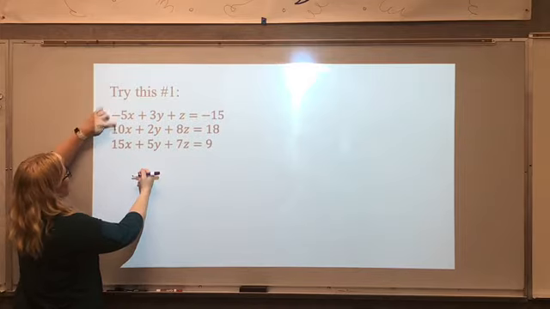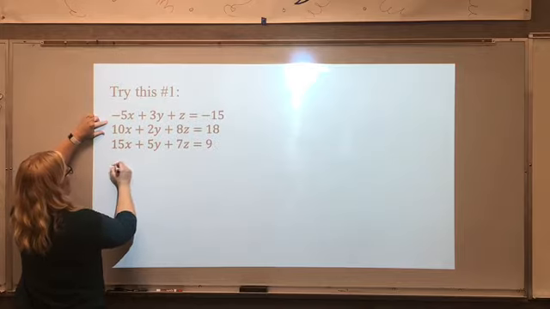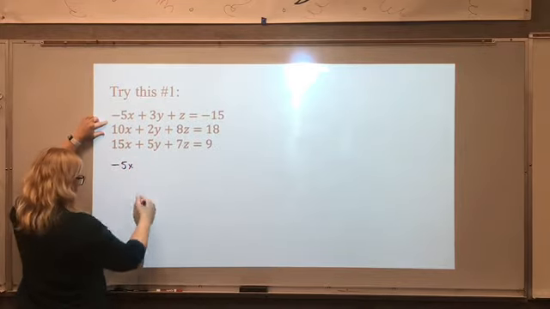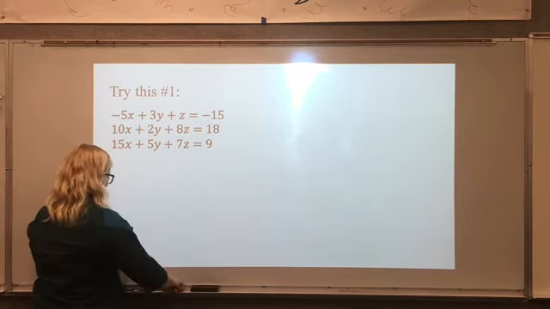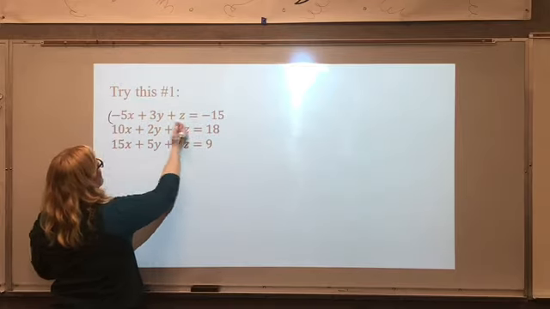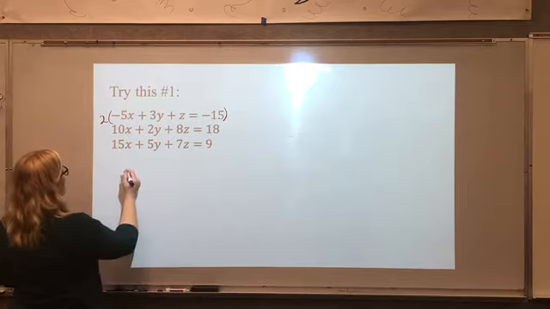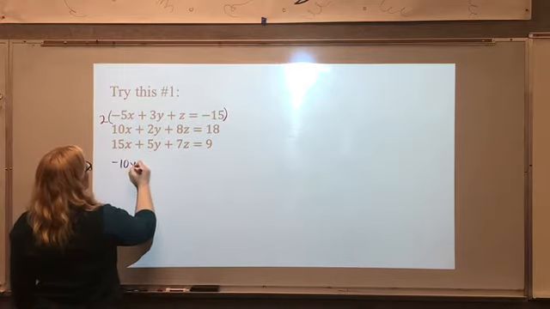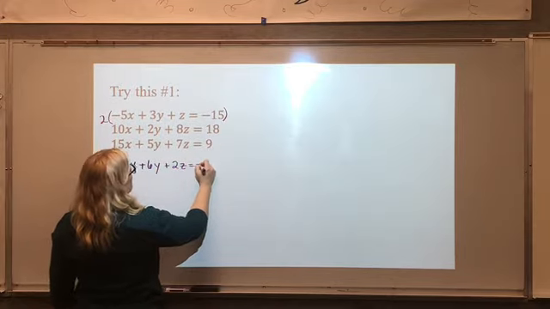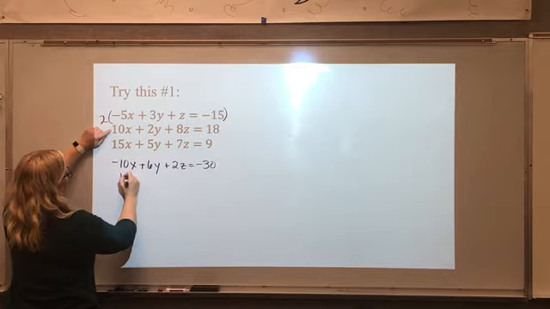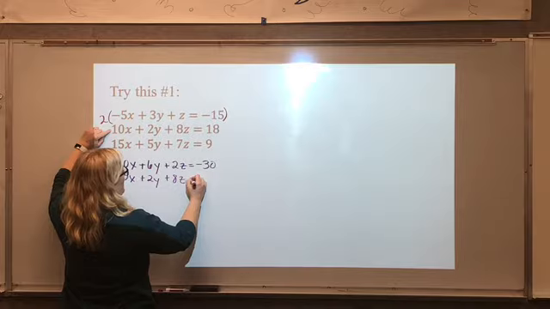Mostly because I see that I can multiply this by a 2, and these two are going to drop out. So I have negative 5x. Actually, let's do this, just to save space. I'm going to multiply this top by 2. So now I have negative 10x plus 6y plus 2z equals negative 30. And then I have 10x plus 2y plus 8z equals 18.